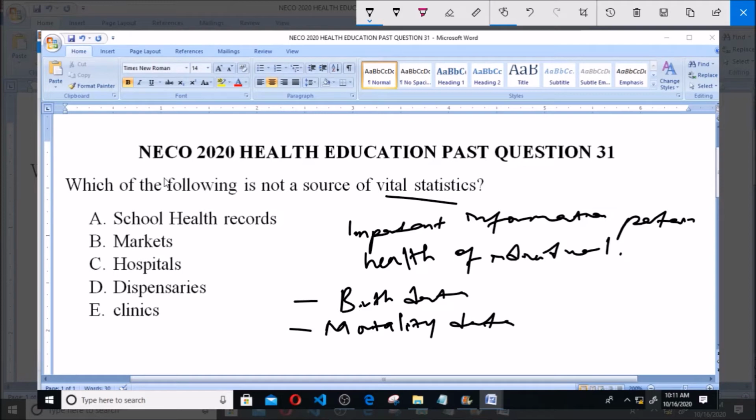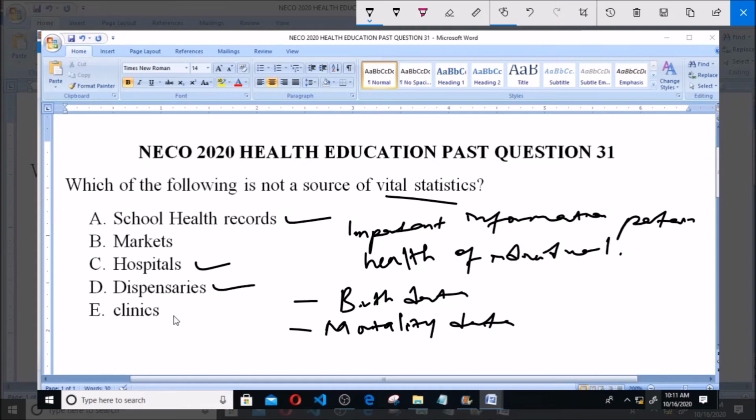Now the question says, which of the following is not a source of vital statistics? All these data, the birth data, mortality data and so on, can actually be gotten from school health records, because school health records definitely will carry the birth of pupils or students, and also some diseases associated with them. Even the hospitals also. Hospital is one of the best places where vital statistics can be gotten. Even the dispensaries and the clinics.